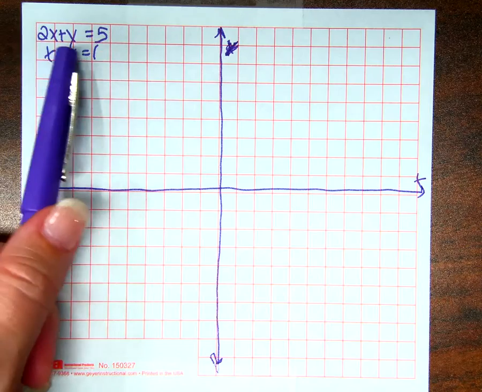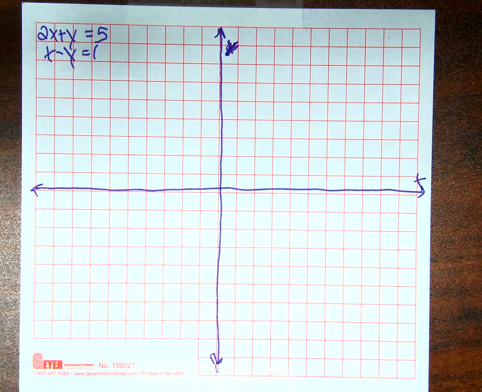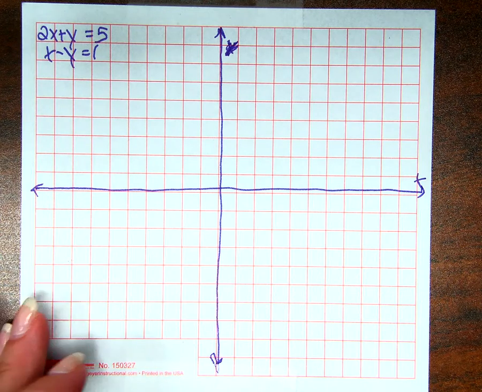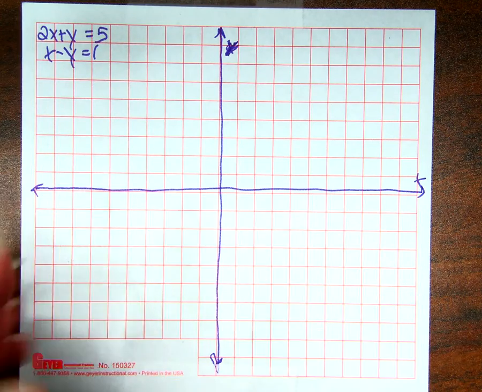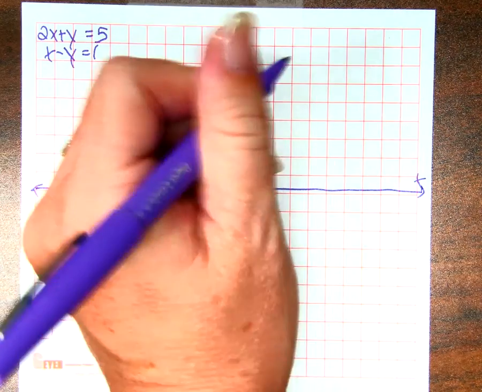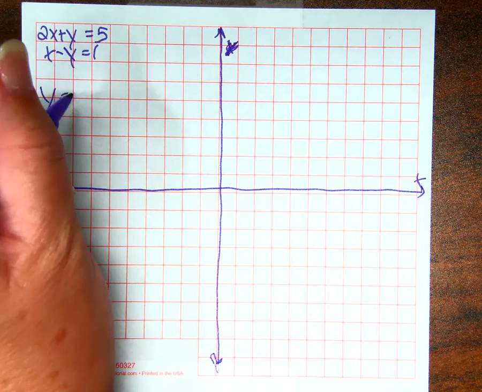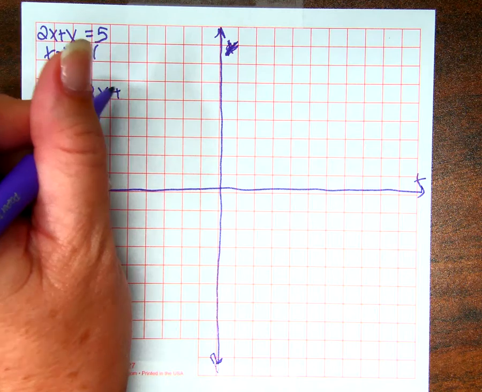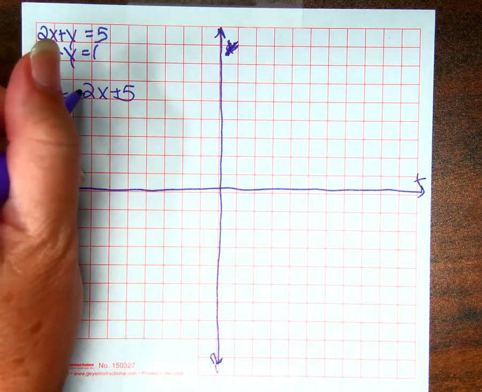How do I graph this first equation? 2x plus y equals 5. Can I graph it in the form that it's in? Well, there's ways. It's just not the easiest way, right? Okay. So how could I get it into a form that I like? Subtract 2x from both sides. If I subtract 2x from both sides, I would get y equals negative 2x plus 5. Right? How do I graph y equals negative 2x plus 5?